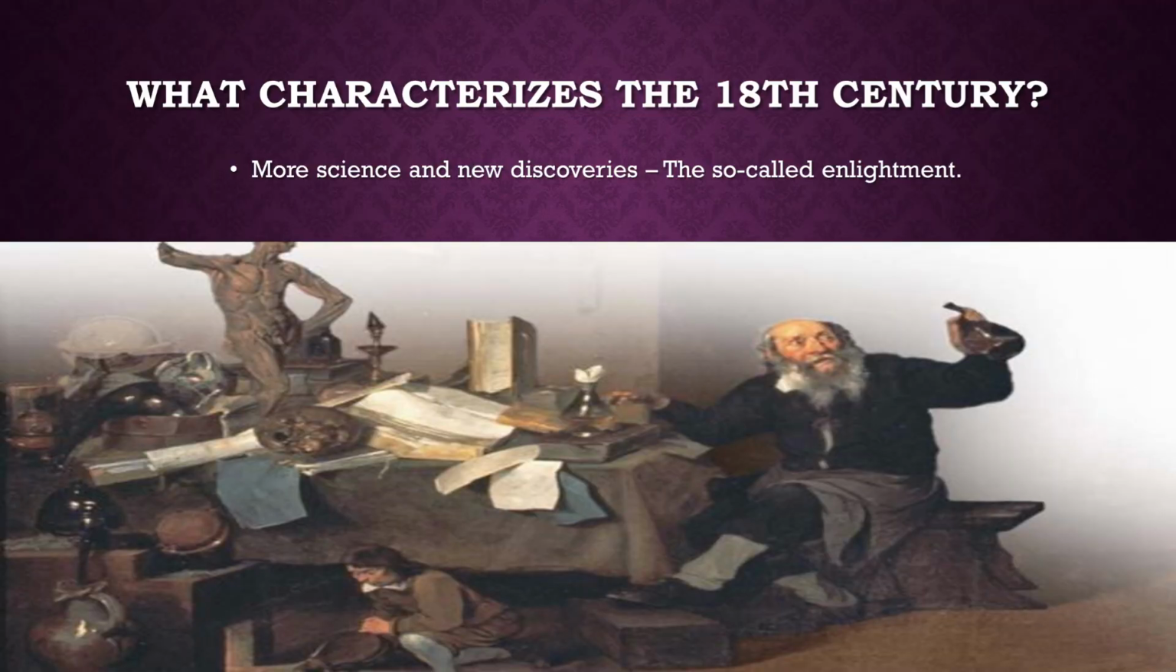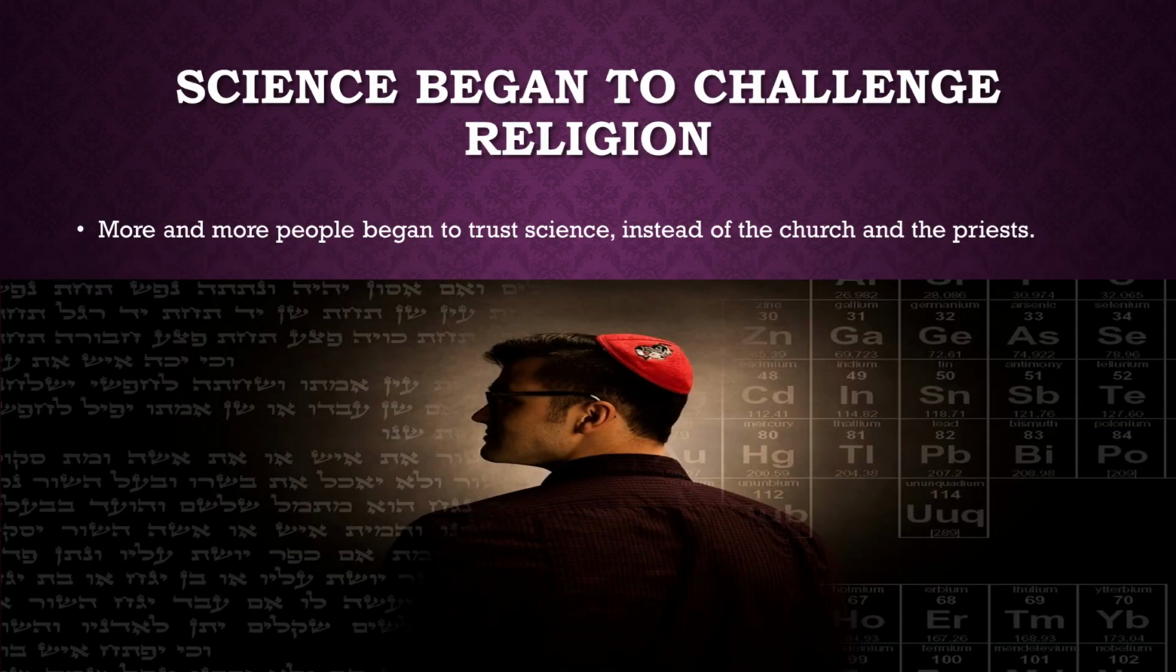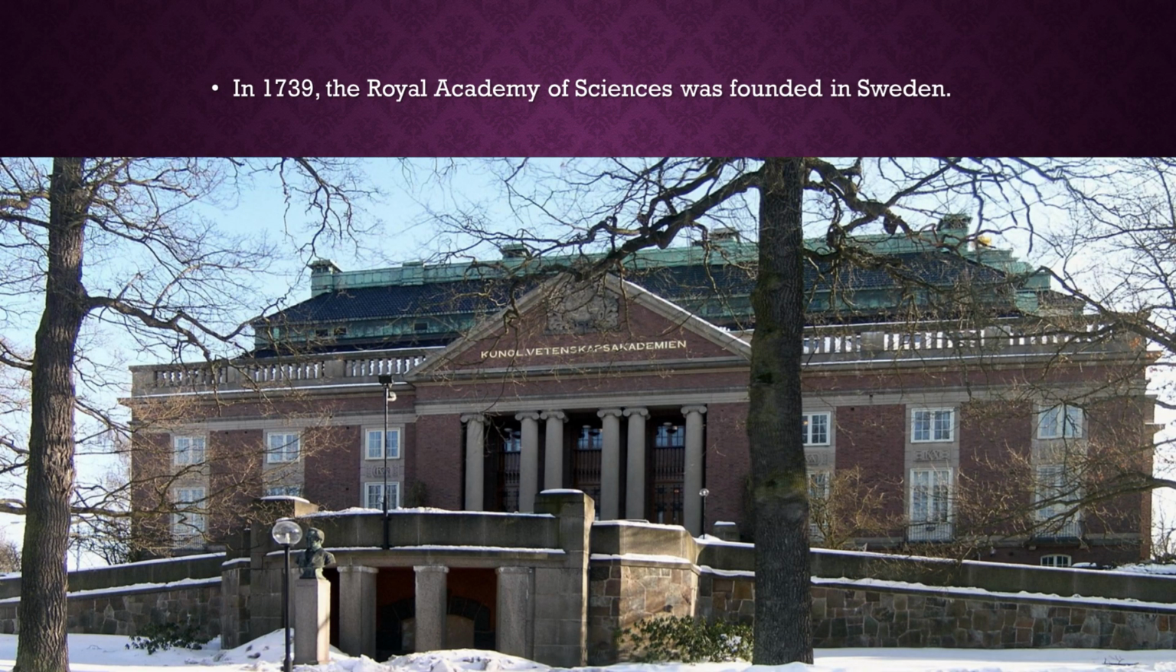So let's begin with the question, what characterizes the 18th century? Well, a lot of science and new discoveries. This is also known by many historians as the Enlightenment. We can see that science now began to attract more and more people instead of the church and the priests. In the year 1739, the Royal Academy of Sciences was founded and created here in Sweden, in the capital, Stockholm.